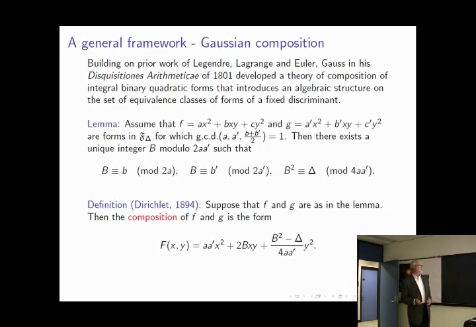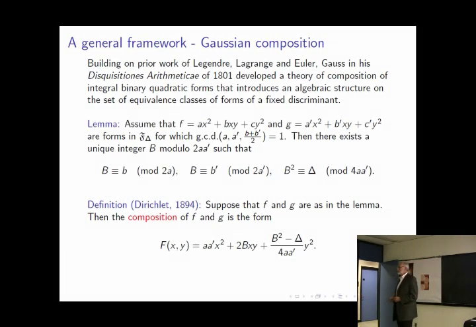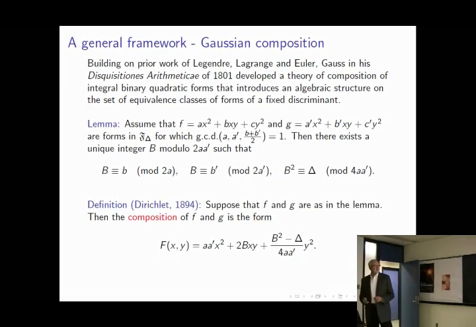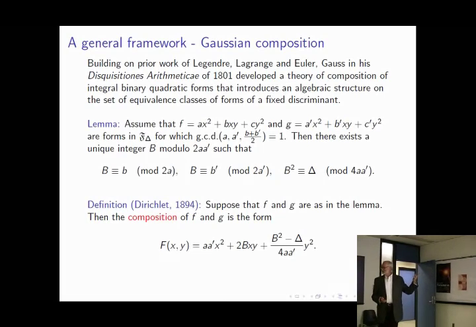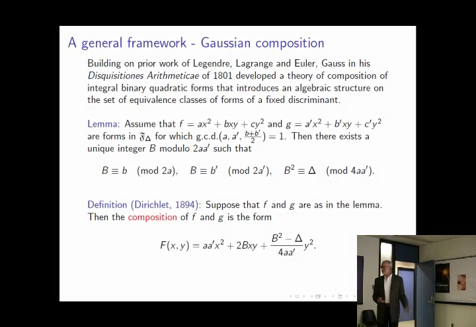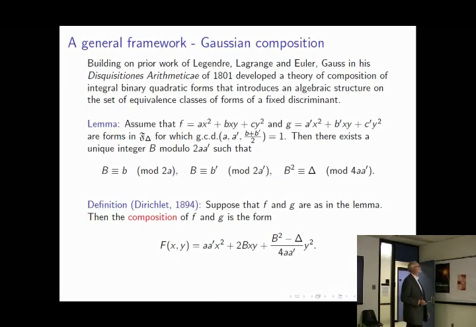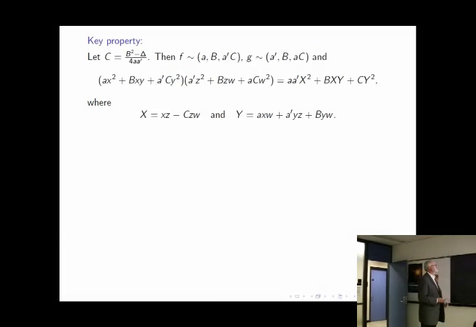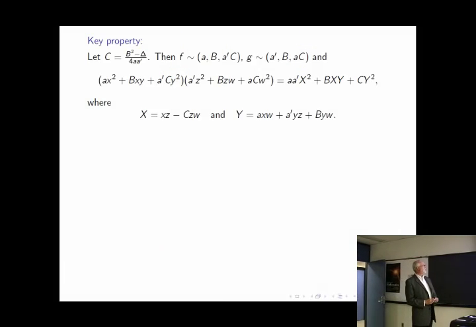So this is an integral quadratic form. And it's easy to see that it's rigged up so it has exactly the same discriminant delta as the ones that you started with. Now, why is this interesting for our purposes? Well, let's take a look. I just used capital C here for that number, that B squared minus delta over 4AA prime.